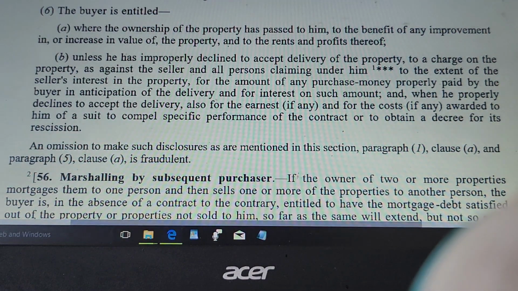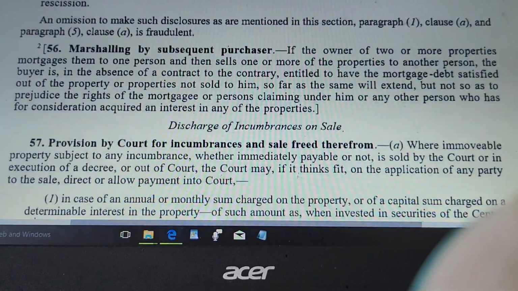and omission to make such disclosures as are mentioned in this section, paragraph 1, clause A, and paragraph 5, clause A, is fraudulent.